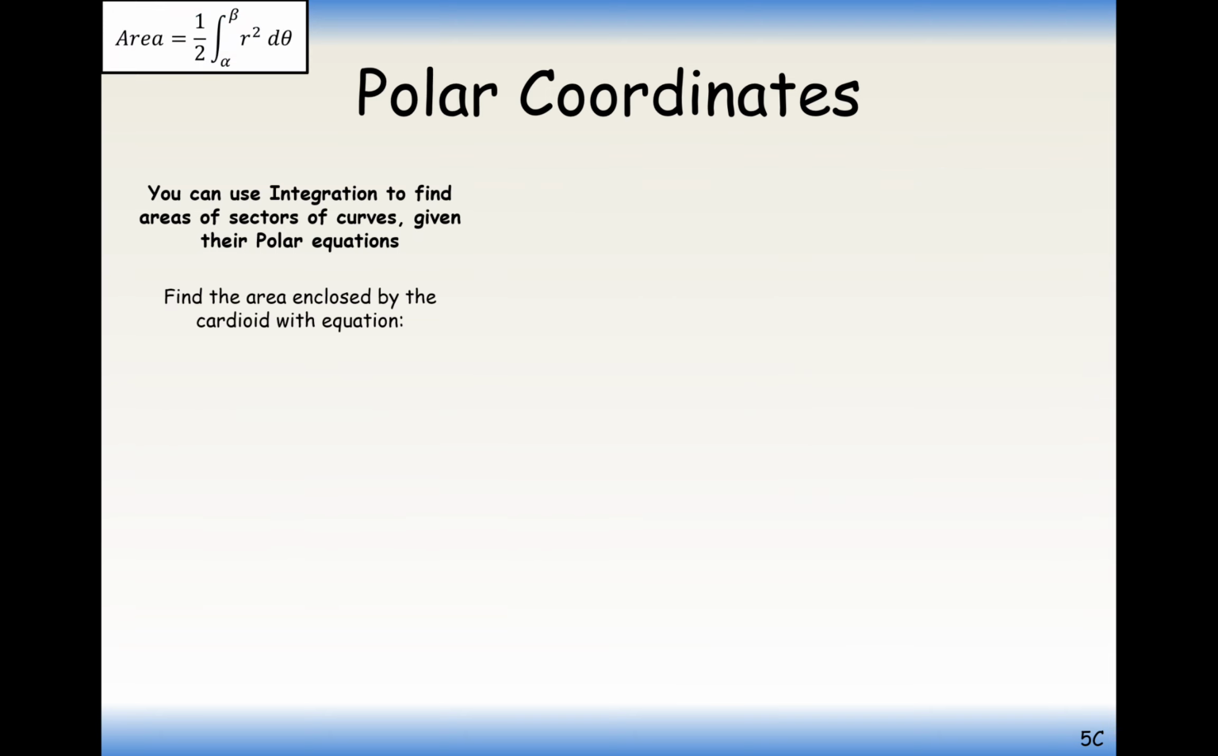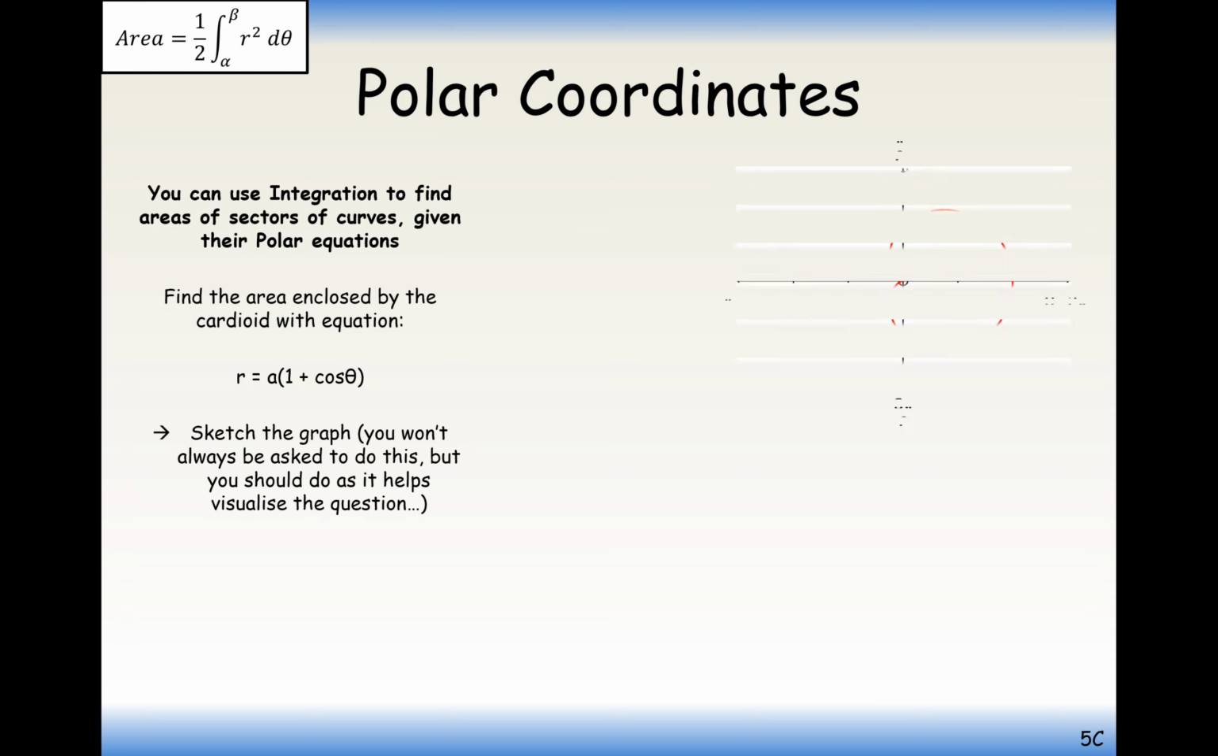So let's see it in action. The question is, find the area enclosed by the cardioid with the equation r equals a brackets 1 plus cos theta. So I think a useful thing to start off with would be a little sketch of the diagram. 1 plus cos theta on a polar coordinate graph will look like this.